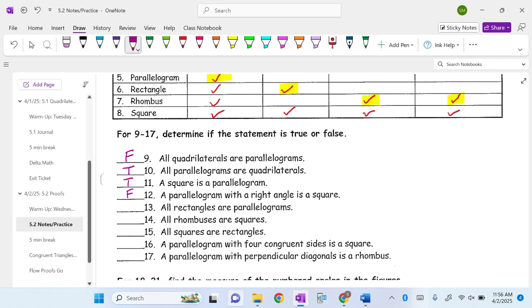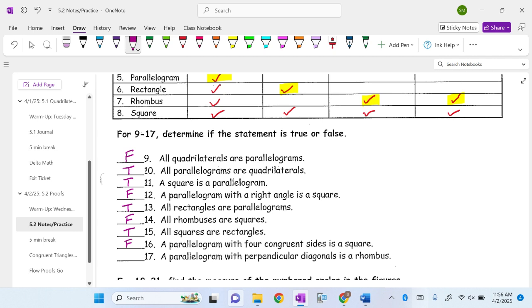All rectangles are parallelograms, true or false? That is definitely true. All rhombuses are squares, true or false? That is false. It's higher in the hierarchy. All squares are rectangles, true or false? True. Rectangles are higher in the hierarchy than squares. A parallelogram with 4 congruent sides is a square. Is that always true? Right, that's false because rhombuses exist.